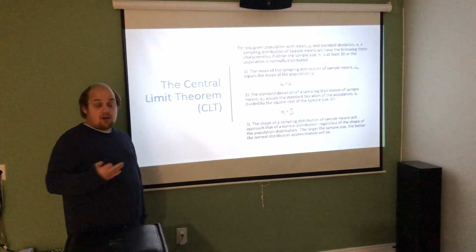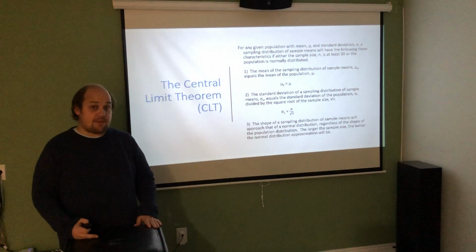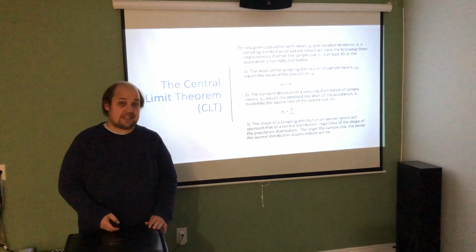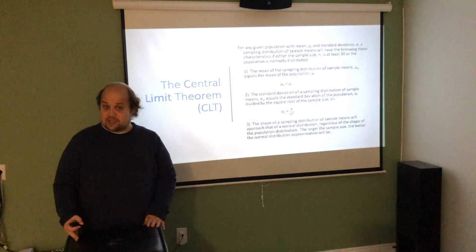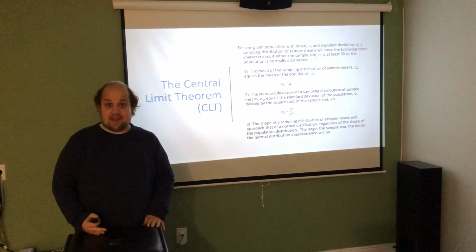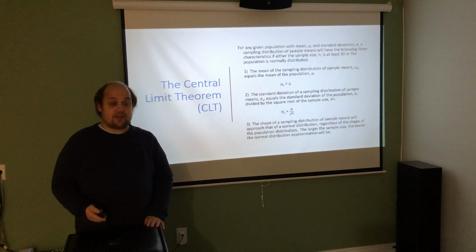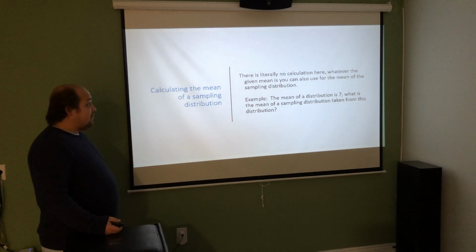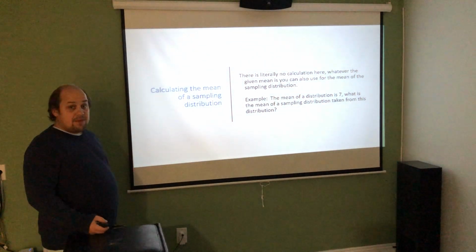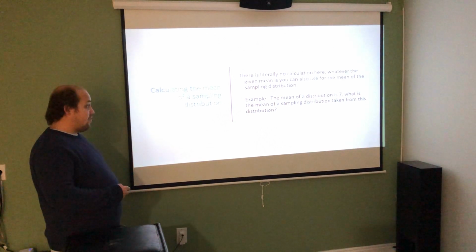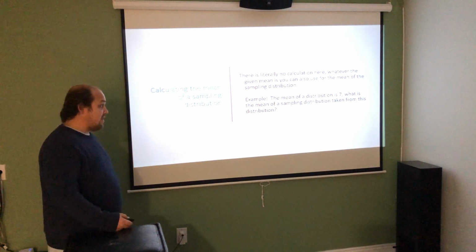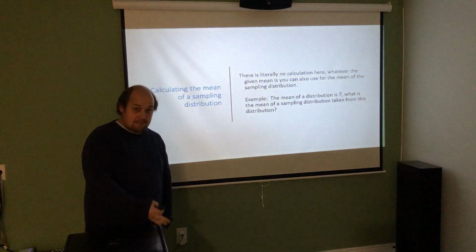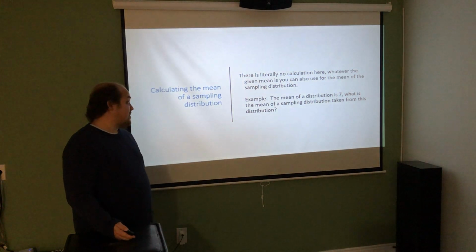The bigger our samples are, the closer it will approximate. So again, 30 is our magic number. As long as we have 30, we're going to use the table and say it's a good fit. But the more samples we have, the larger samples we have, the more it'll be a normal distribution. There's literally no calculation here when we find the mean of a sampling distribution. If I tell you the mean of a distribution is 7, what's the mean of its sampling distribution? Answer is 7. It's not a trick. Mean of the sampling distribution is the same as the mean.